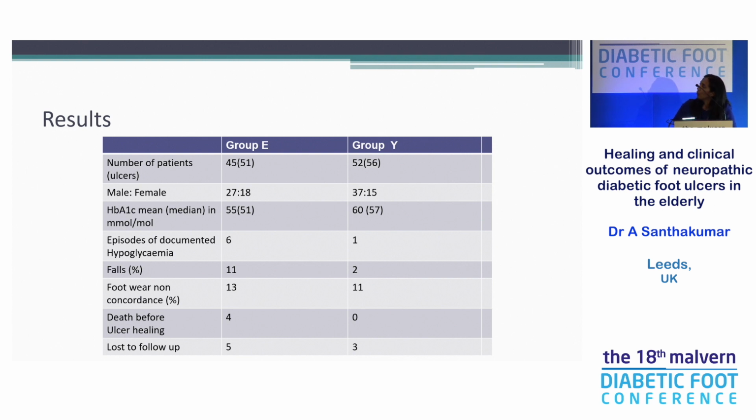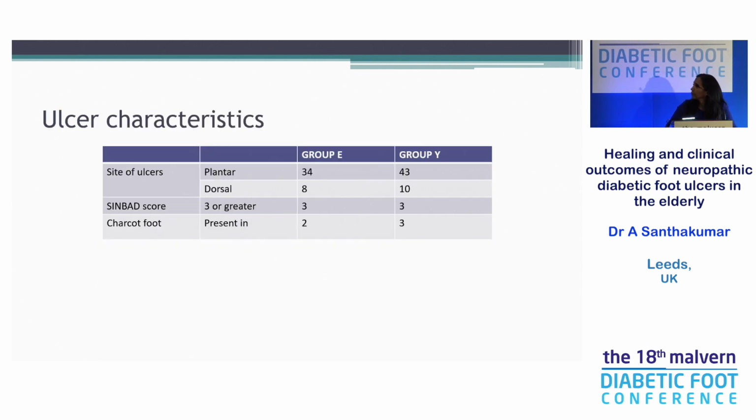There were more males in both groups, and all of these had type 2 diabetes except for 2 in the younger group, and in fact we noted that the elderly had a tighter control of their diabetes. We also identified a significant falls risk in the elderly, with nearly 11% of the elderly population having suffered a fall. 50% of these falls, unfortunately, were directly attributable to the offloading footwear we gave. 4 patients had died with the ulcer, and a total of 8 patients across the two groups were lost to follow-up and were excluded. You can see there were many more plantar ulcers in this group, and most of our ulcers had a SINBAD score of 2 or less.